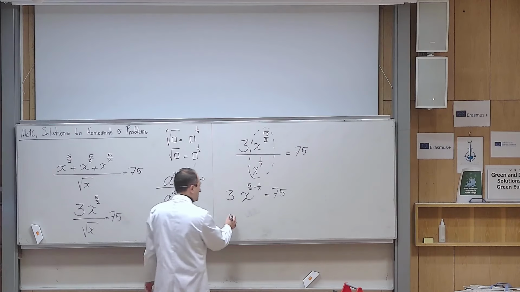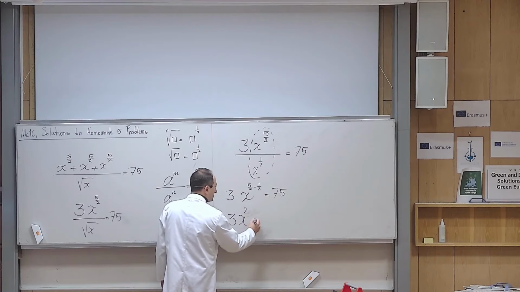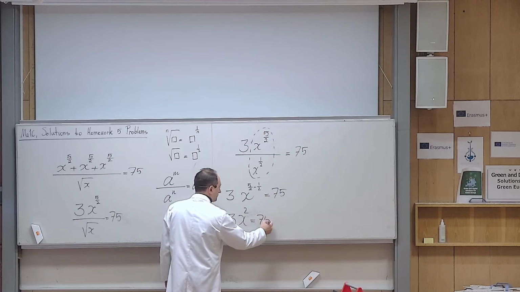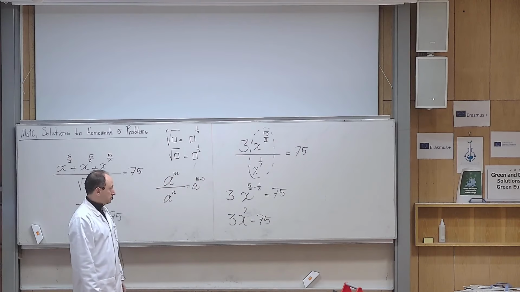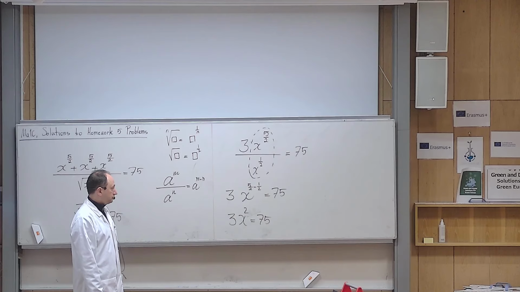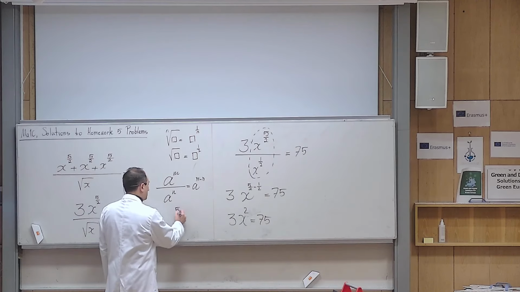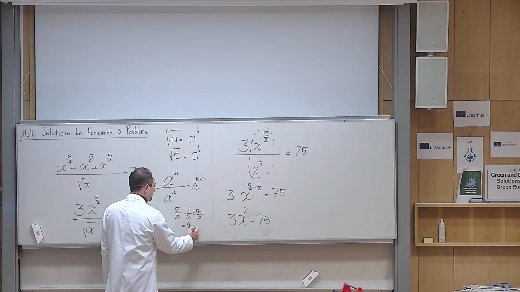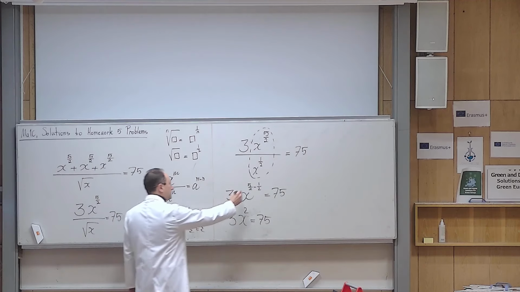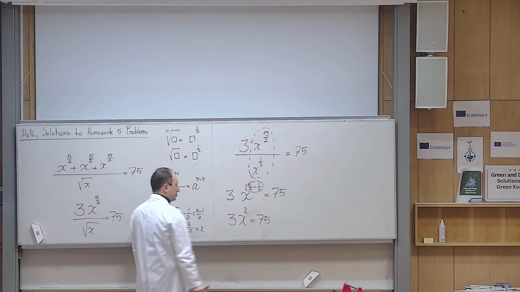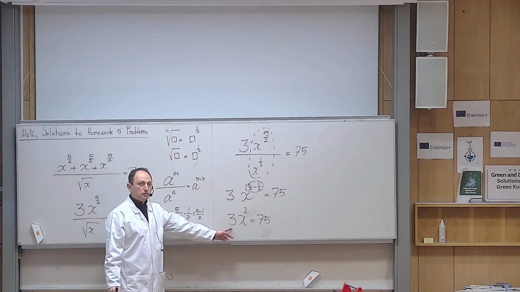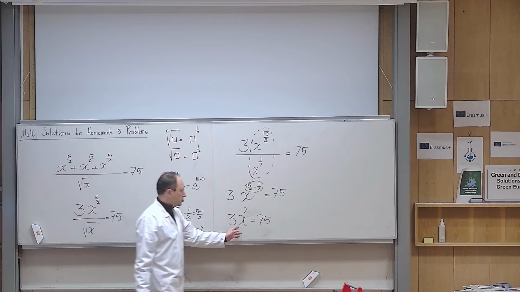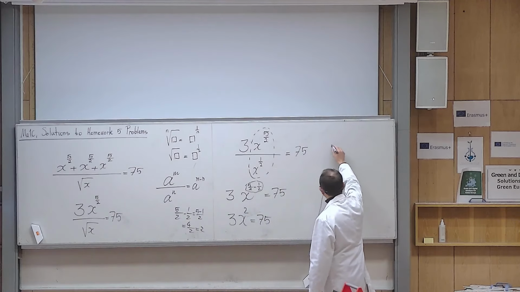So this means that 3x squared is 75. 5 over 2 minus 1 over 2 is 5 minus 1. Denominators are the same, so it becomes 4 over 2. It becomes 2. So instead of this, I wrote 2. But how can I continue? This is an E-level question in the book, yes? Divide by 3. You divide by 3 on both sides.